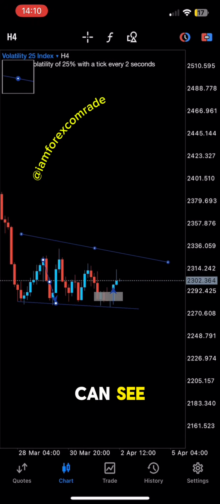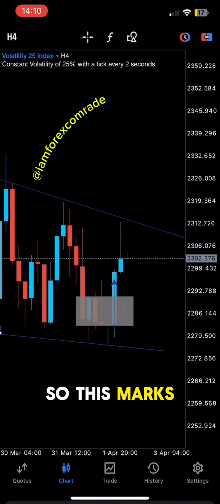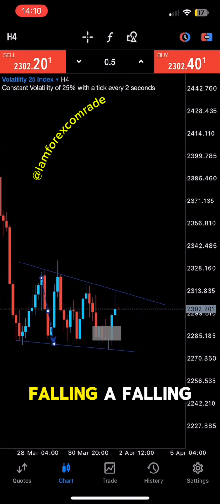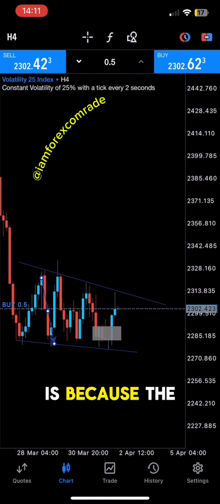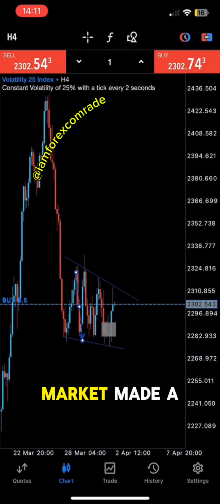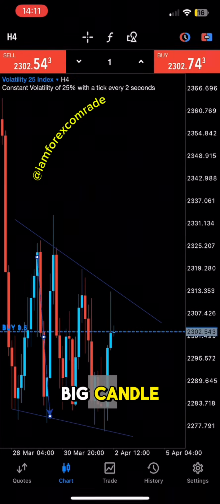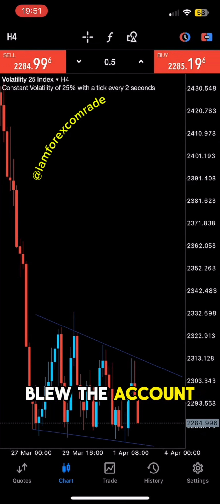So as you can see, I'm currently drawing the resistance line. So this marks more like a falling wedge. And the reason why I'm buying at this point is because the market can never break to the downside, as I always say. And also the market made a very big turn after that consolidation marked by that big candle. But then after some time, the market actually blew the account, as you can see.